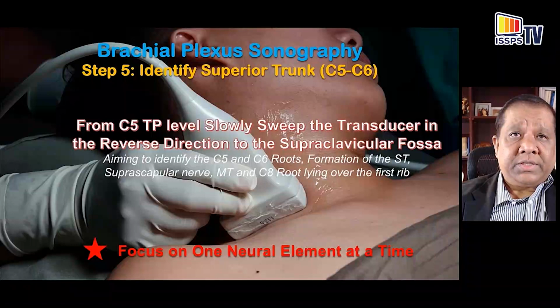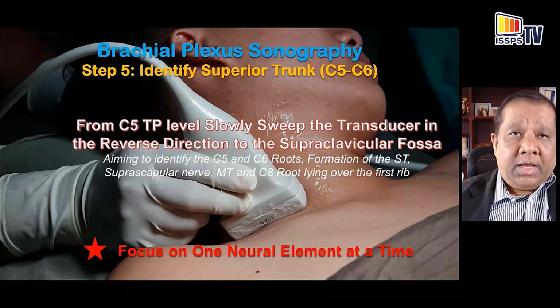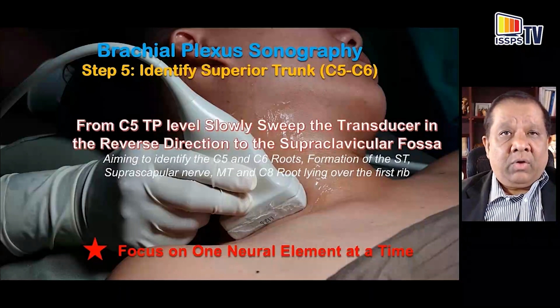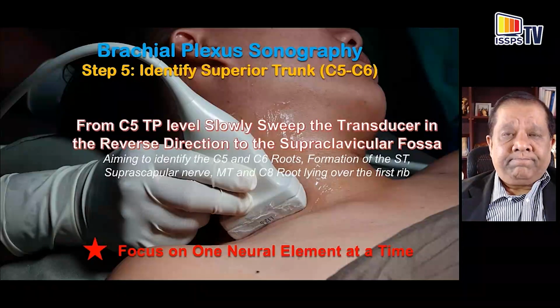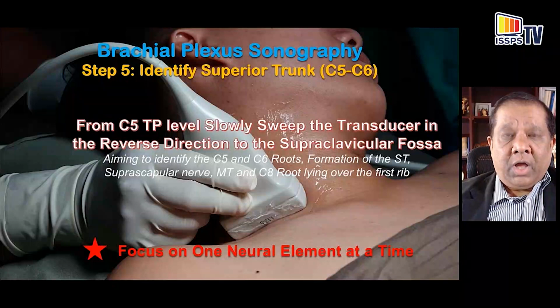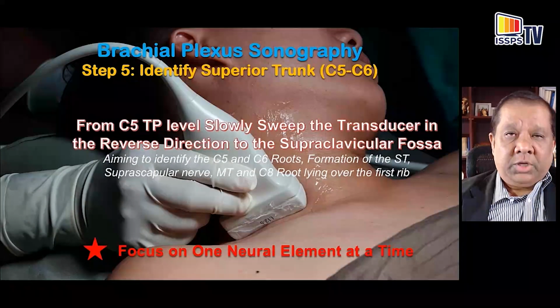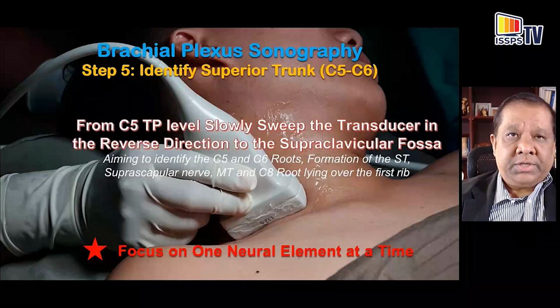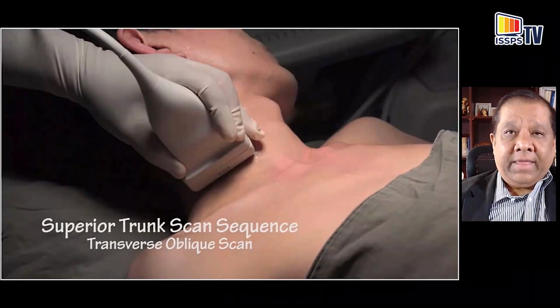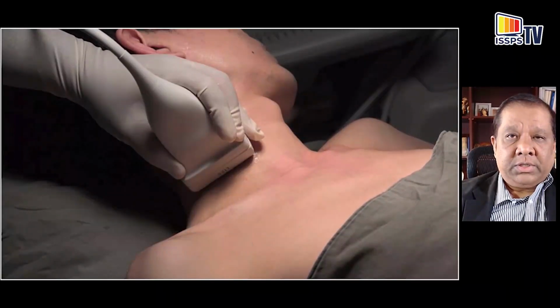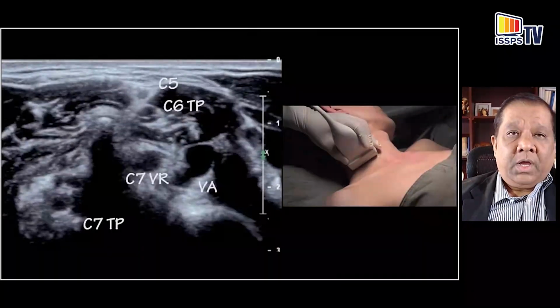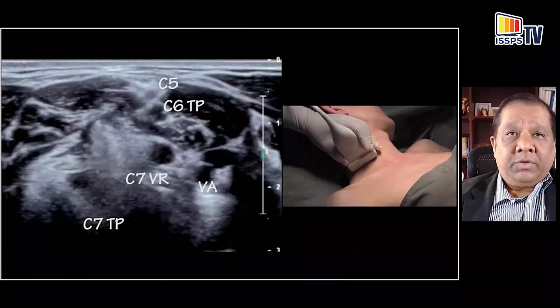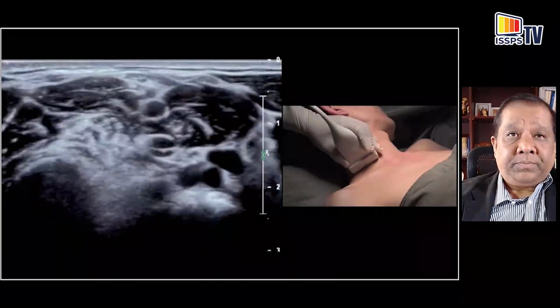Once you have identified the C5 transverse process and the C5 nerve root, ventral ramus, it is now important to focus your attention on what the C5 ventral ramus does in terms of how it fuses with the C6 to form the superior trunk. And therefore you see this superior trunk sequence in this video. You can see here, you see the C7 here. Now you see the C5 and C6.